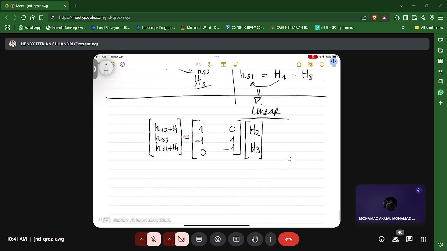As I told you, this equation is linear, so no need for linearization. In general, we have y equals A times x.